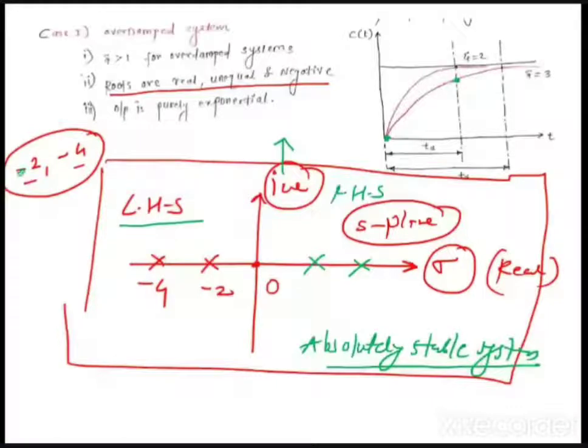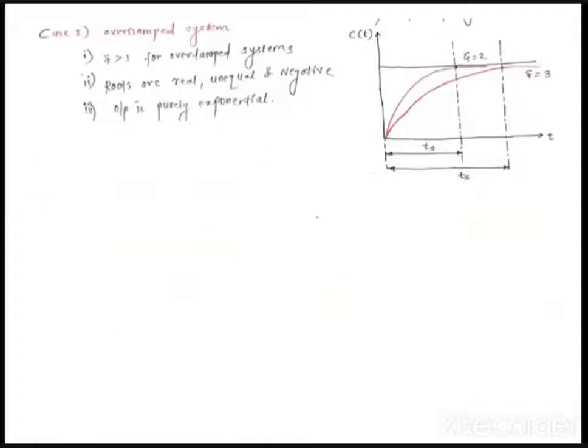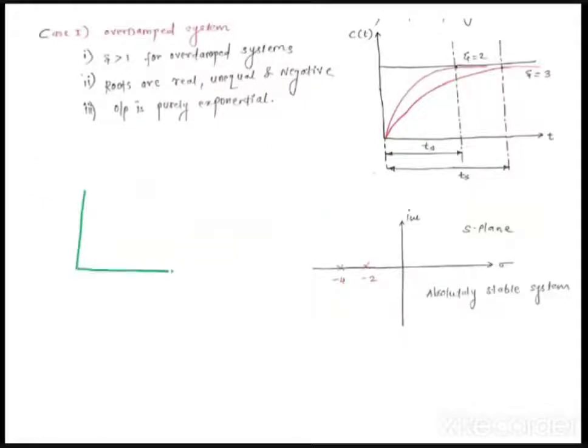Let us say roots are positive 2 and 4. If the roots were positive, then the location would be on the right hand side of the S plane. Then the system will become unstable. System will become unstable means what? I can draw the diagram like this. The diagram will become like this.